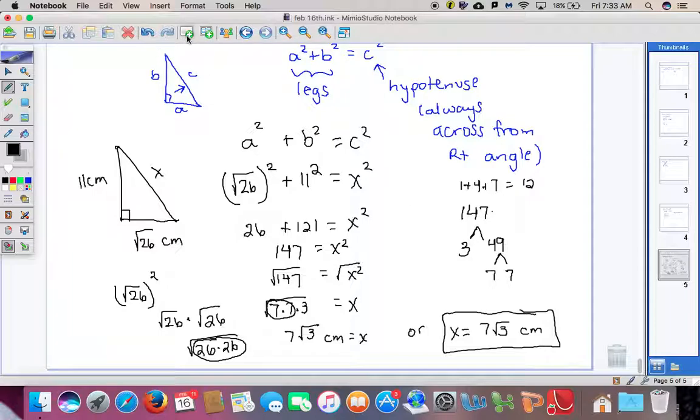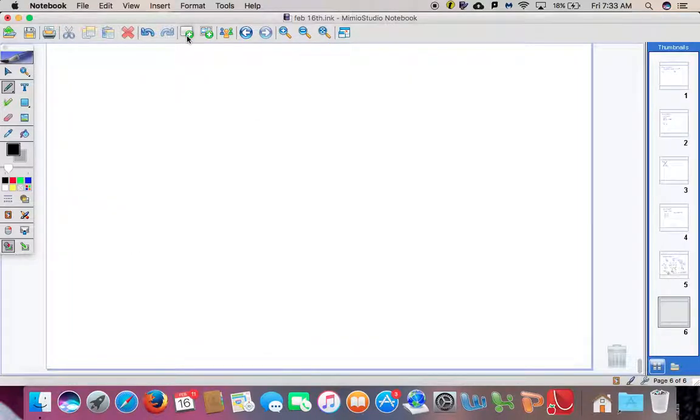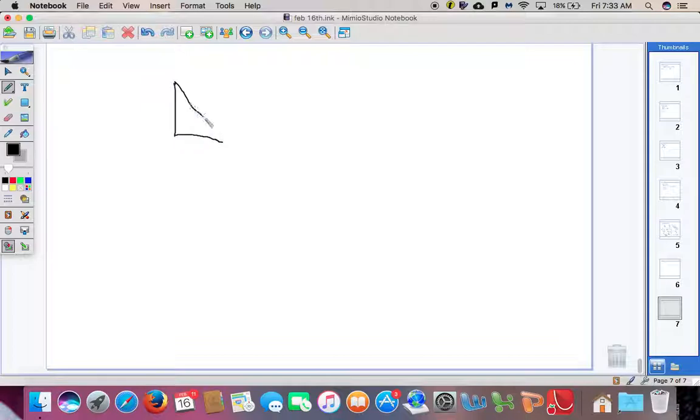Okay, let's look at one more problem. What if we're not looking for, well, you have to know what you're looking for. So if we look at a problem and it's given us the 90-degree angle here, and we're told this side here is 6 yards, and this side over here is the square root of 101 yards.